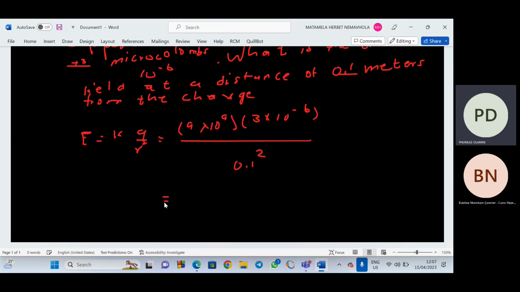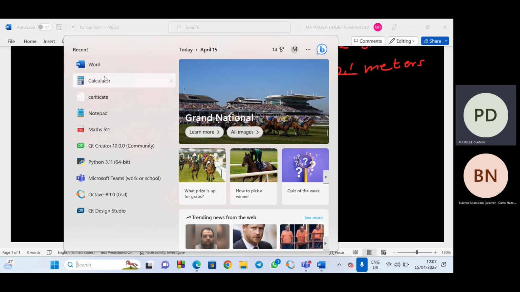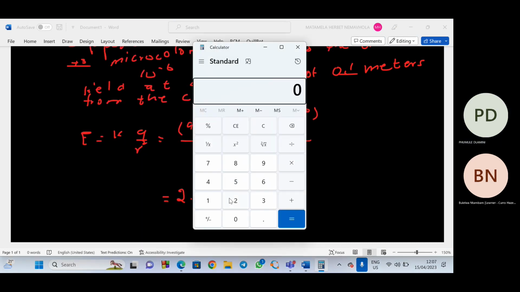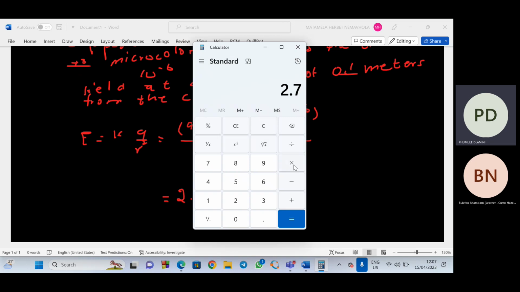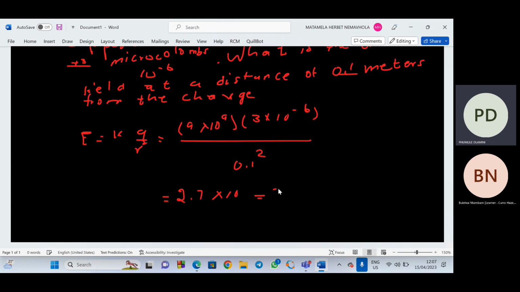So try to use your calculator. The answer you're going to get is 2.7 times 10 to the power something. I'm expecting you to get this answer. 2.7 multiplied by 10 is going to be 27. And electric field, remember, is newton per coulomb.